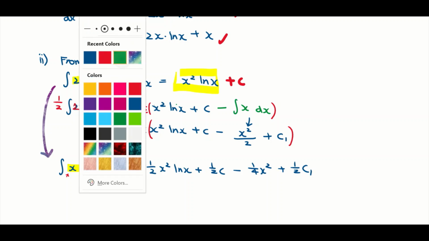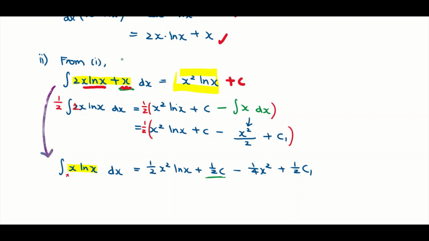Okay, but after that, we still have to do a last step of simplifying. My half constant plus another half constant 1 will still give me a constant. So what I'll do is I will combine these two constants together. I will just add a plus c2. And this will be my answer for part 2.